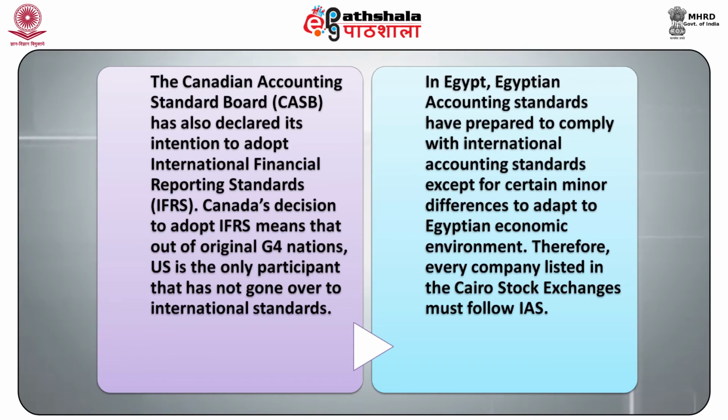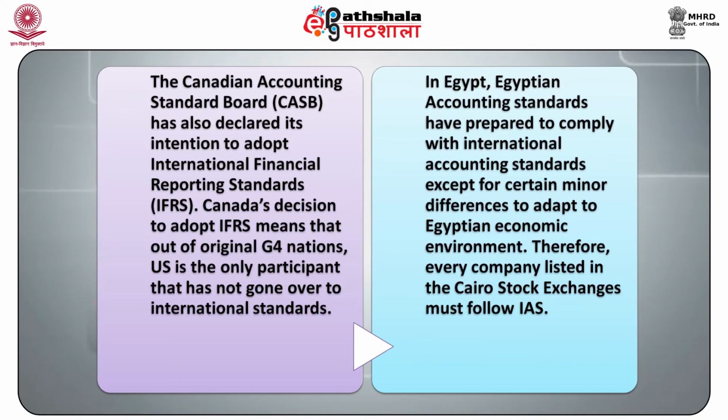Japan, the chief player in the global capital market and the second biggest capital market in the world, is a strong supporter of IASB. The Japanese Institute of Certified Public Accountants is now working in association with the IASB to make the Japanese standards fundamentally equivalent to international standards. Japan too has undertaken a joint project in collaboration with IASB to remove the differences between Japanese accounting standards and IFRS by January 2005. The Canadian Accounting Standards Board has also declared its intention to adopt international financial reporting standards.